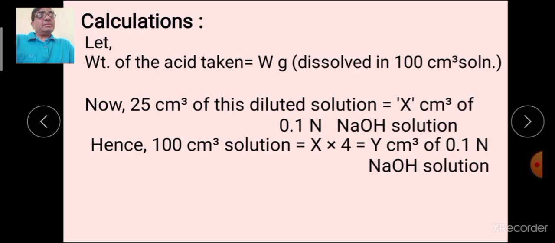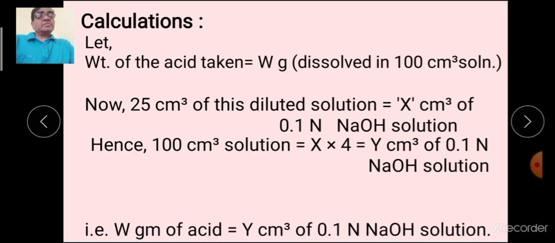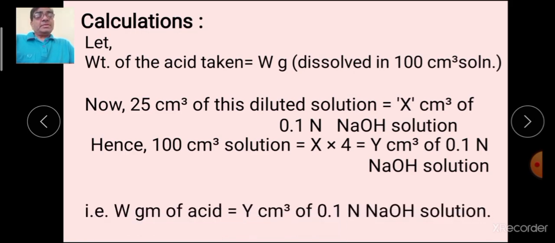This is for the total solution, y cm cube of alkali will be required, and that is, W grams of the acid will consume y cm cube of 0.1 normal NaOH solution.